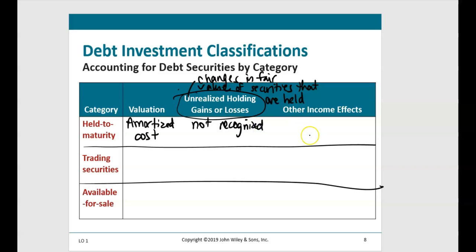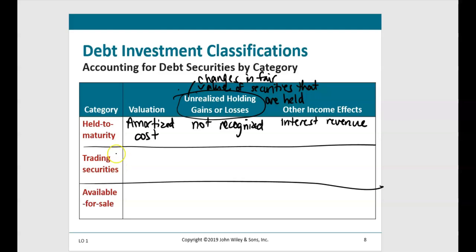What might be shown in income with a held to maturity debt investment? Well, of course, interest revenue. And that's typically going to be it. Sometimes these held to maturity debt securities are sold right before maturity, and then you might see a realized gain or loss going through. But let's just assume that they'll always be held exactly till their maturity date.